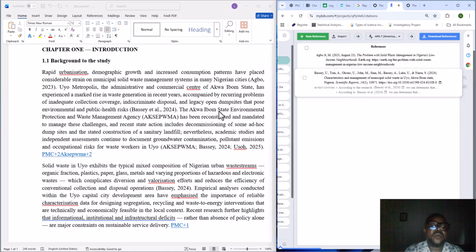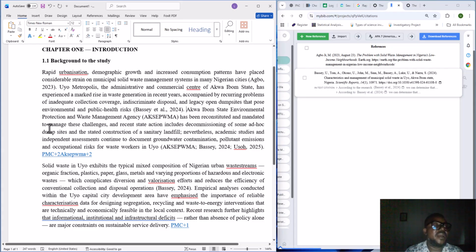The Akwa Ibom State, I will remove this there and call it Akwa Ibom State Environmental Protection and Waste Management Agency, ACSEP-WAMA, has been reconstituted and mandated to manage these challenges. So somebody is trying to do something, the state is doing something about it. So there's a problem, the state is doing something about it by reconstituting the agency. Okay, let's further look at it.